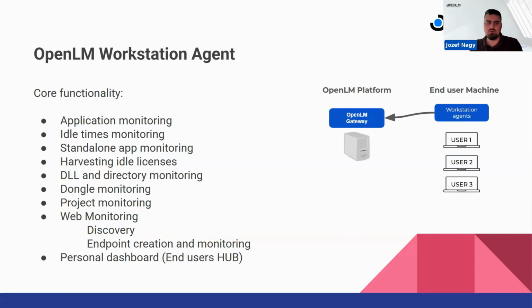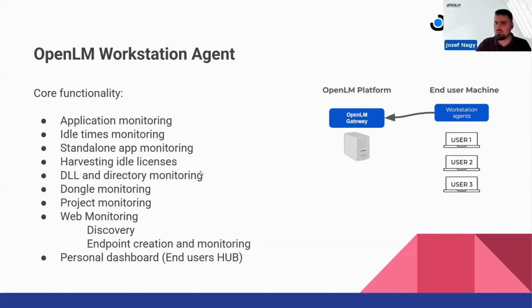Another function of the Workstation Agent is harvesting of idle licenses. When we get the information from the application that it is idle, you can set up the harvesting of the licenses manually, or you can set up automation. What harvesting basically does is save the work, close the application, and release licenses to the pool. We have three options. The first one, which I mentioned, is save and close: it saves the work, closes the application, and releases the license to the pool.